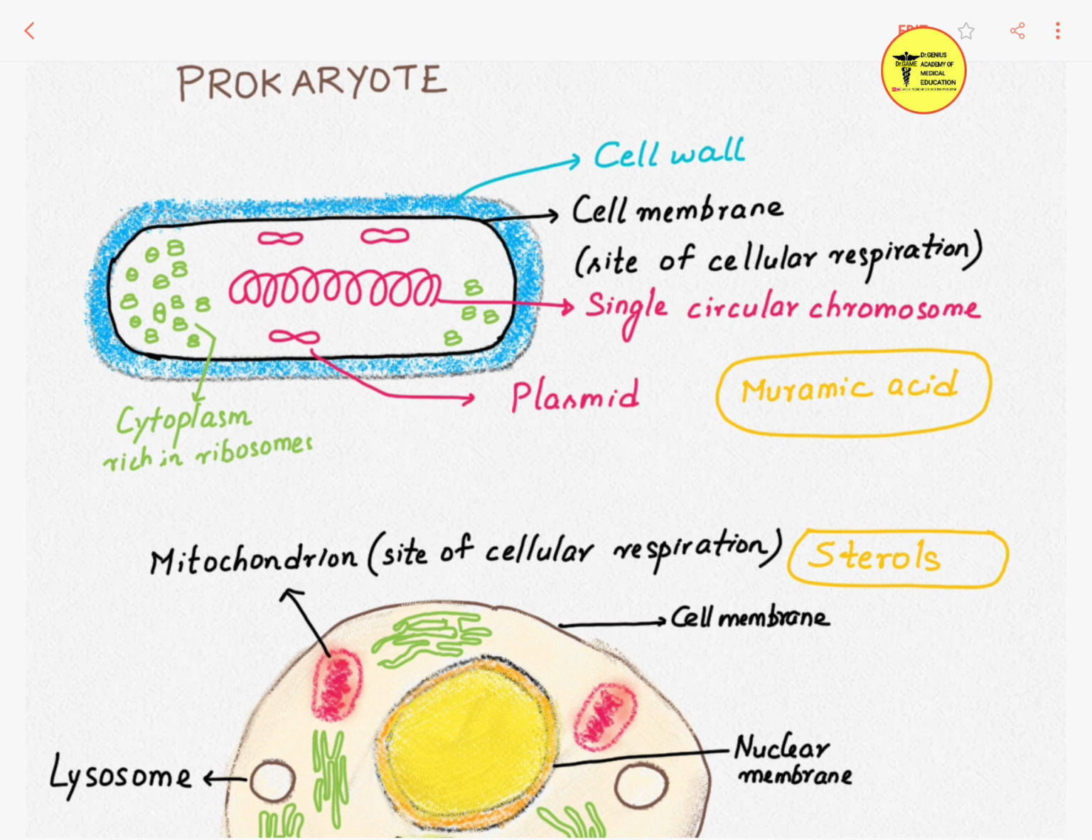Prokaryote. In a prokaryote, you can see the cell wall and the cell membrane, which is the site of cellular respiration. A single circular chromosome is seen, and cytoplasm rich in ribosomes. In the chemical composition, you can see muramic acid.